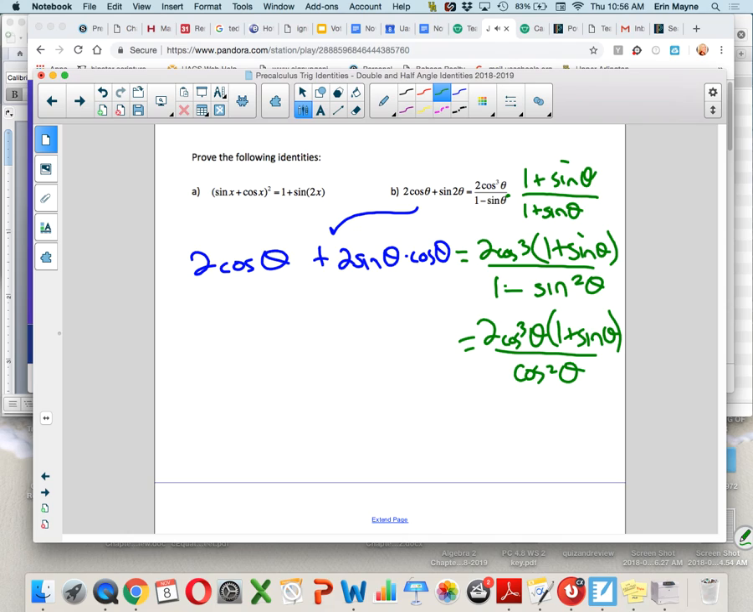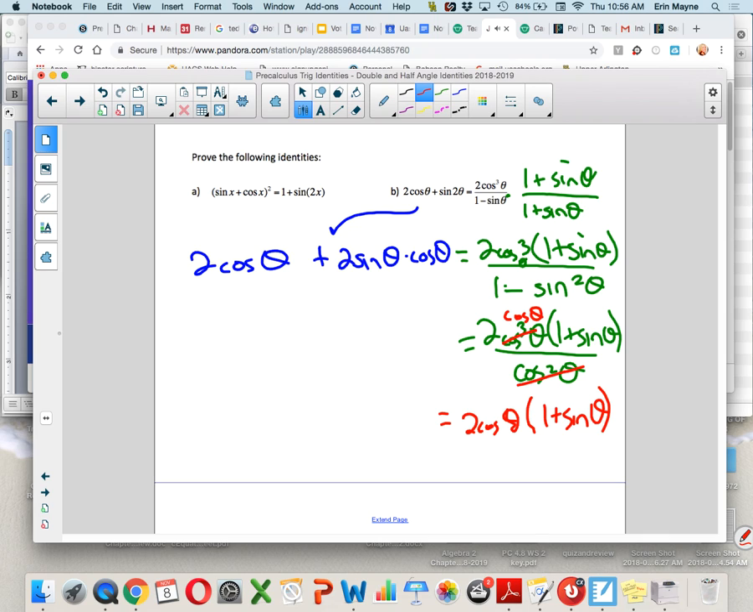Because the numerator, 2 cosine cubed theta, times 1 plus sine of theta. I'm going to leave it separate. Now, why would I leave it separate? See if they cancel. Because now 2 of those cosines are going to cancel, right? So now, these are gone. How many am I left with, however? One of them. So I'm left with 2 cosine theta times 1 plus sine of theta.